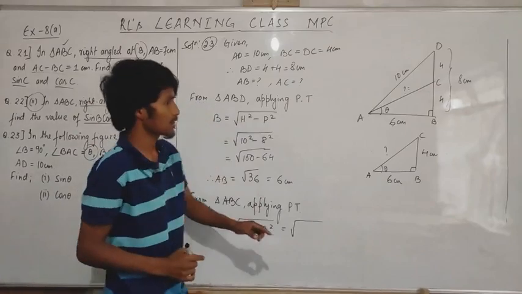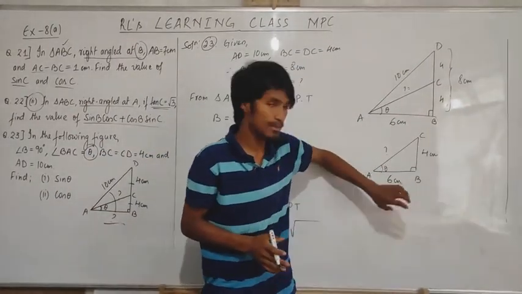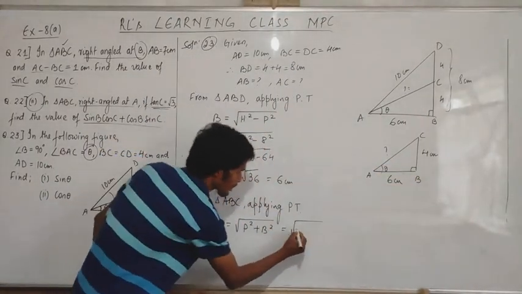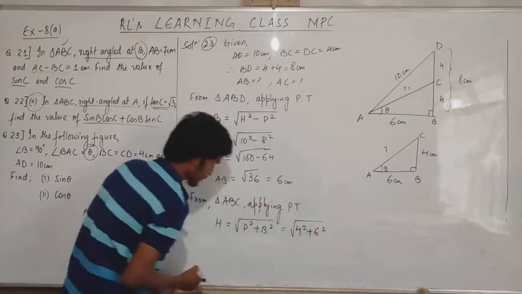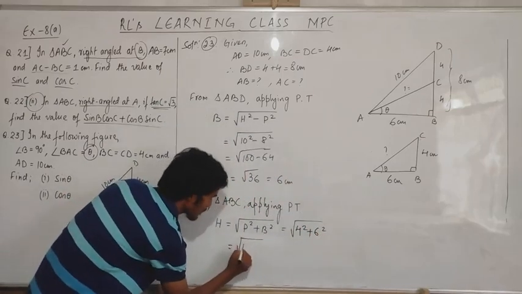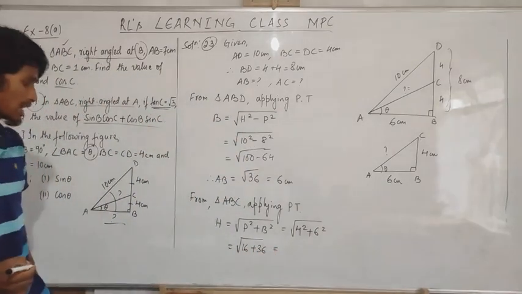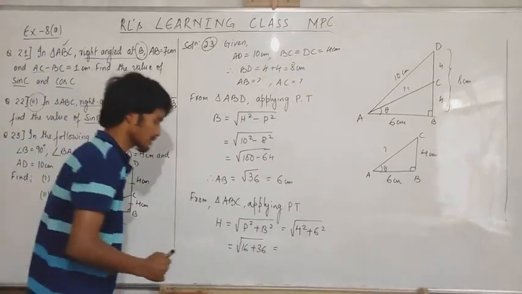Now how much is the perpendicular here? I'll take generally this as the perpendicular, and this as the base. The perpendicular here is 4, so I'll take 4, and the base here will be 6. Then we get 16 plus 36. How much is 16 plus 36? It will be 52.